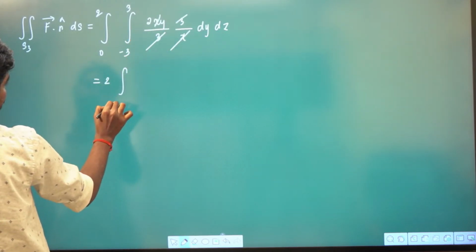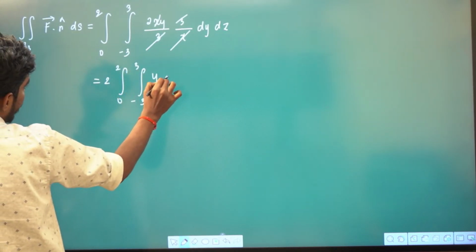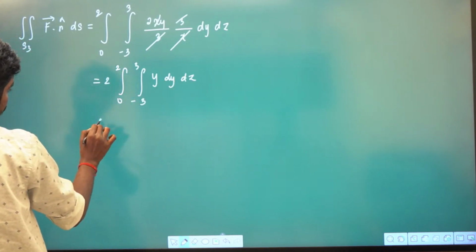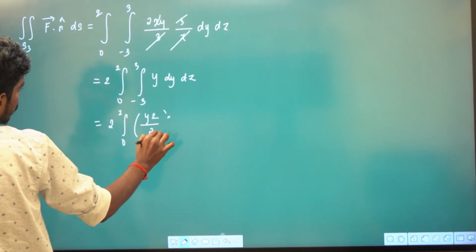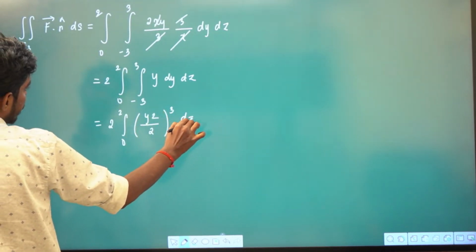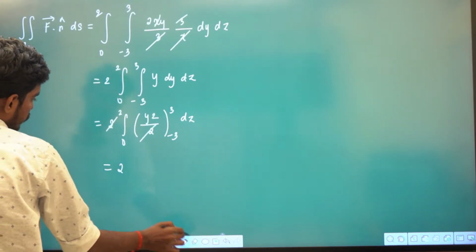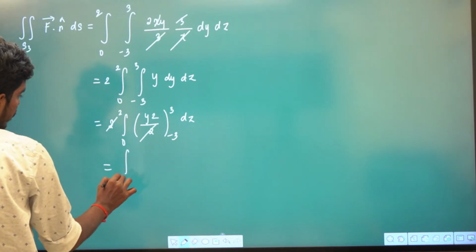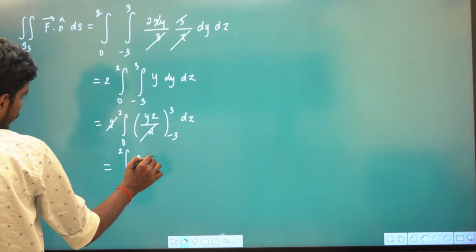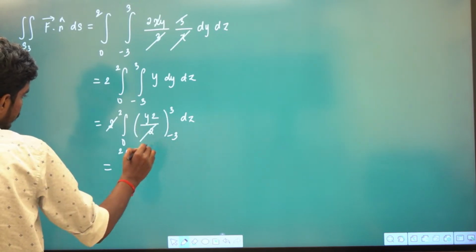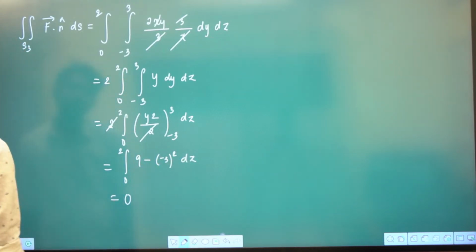So if I take this 2 outside, 0 to 2, -3 to 3, we will have y dy dz. So 2 times integral 0 to 2 of y square by 2 from -3 to 3 dz. So I can cancel this 2. This is the integration of 0 to 2, 3 square is 9, upper limit minus lower limit. So the upper limit is 3 square minus the lower limit, which is 0. So we have got this to be 0.